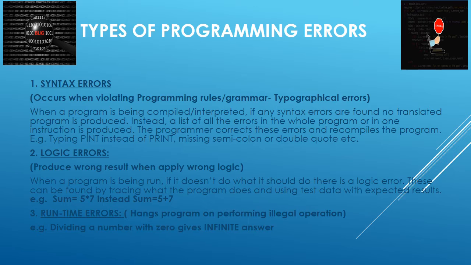The third type of error is the runtime error. A runtime error hangs the program while performing an illegal operation. For example, if you divide a number by 0, you will get an infinite answer, and the computer does not deal with infinite values. So it will not support this kind of operation. So your program will either hang or stop executing. So these were the three types of programming errors.